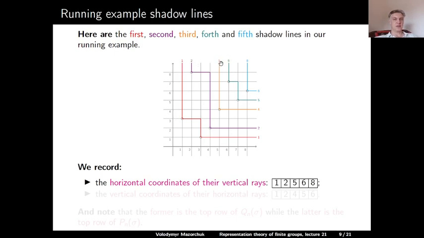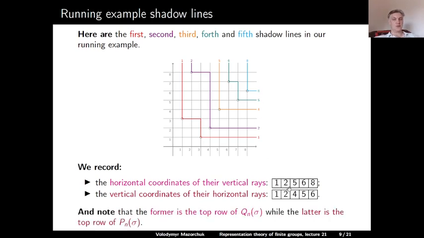For the third shadow line, it's 5. And then we have 6 and 8. And also we record the vertical coordinates of the horizontal rays of our shadow lines: 1, 2, 4, 5, and 6.